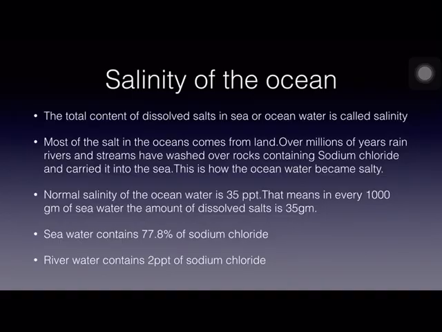And do you know why this seawater is saline or salty? Much of the fresh water in the form of rainfall is received by the oceans, and all the rivers also join the seas finally. Even then, the seawater is saline, and this is because most of the salt in the oceans or seas comes from the land. Over millions of years, rain, rivers, streams have washed over rocks containing sodium chloride and carried it into the sea. And it is a continuous process even now. And that is why the seawater became saline.